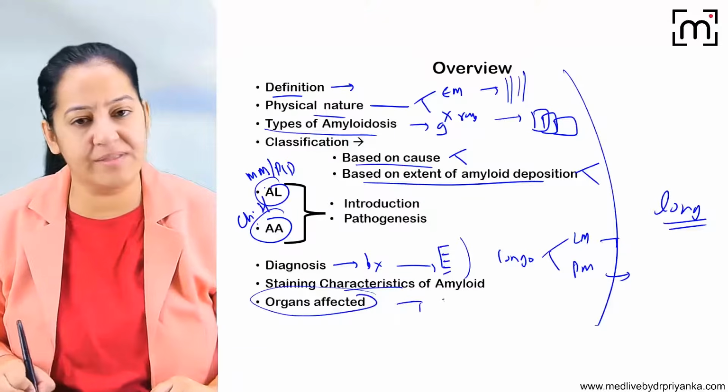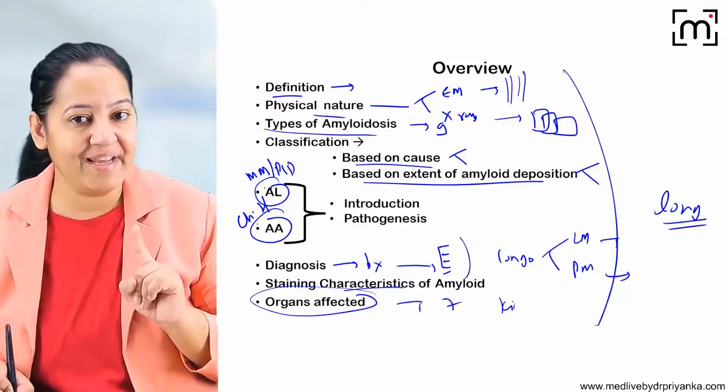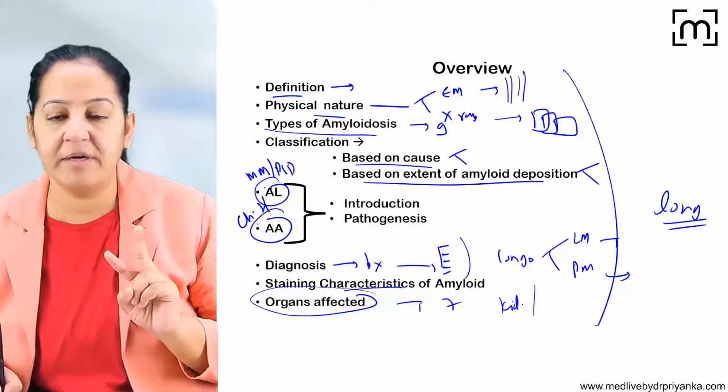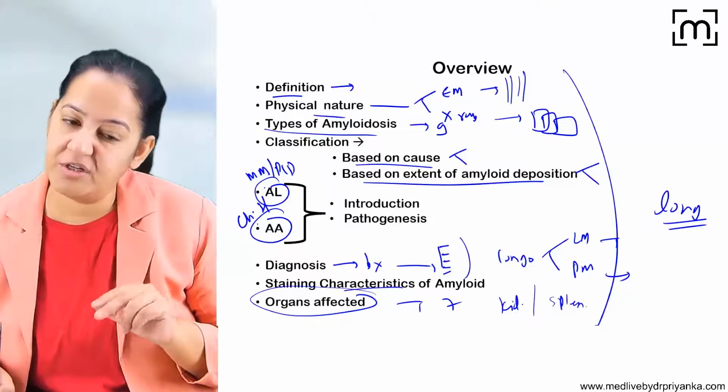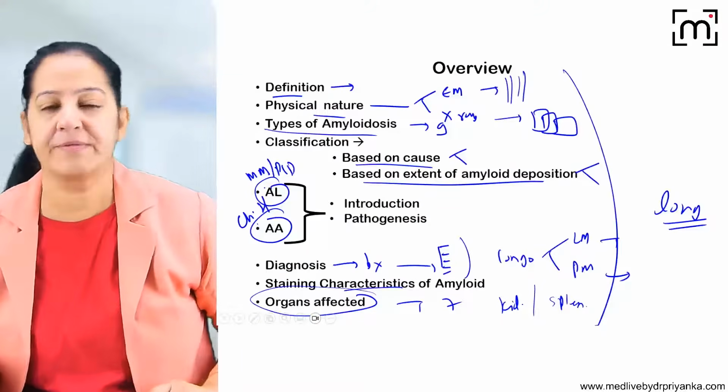Organs affected: there are a total of 7 organs I have described which are important, but the most important is the kidney, in which it is deposited in the glomerular basement membrane. And the second most important is the spleen, in which it can deposit in the white pulp producing sago spleen, or it can deposit in the red pulp producing lordoceus spleen.